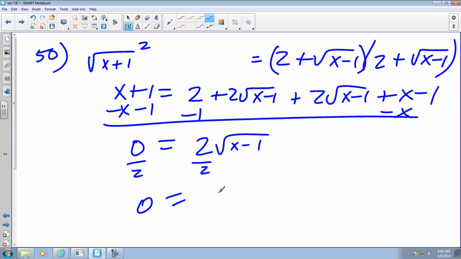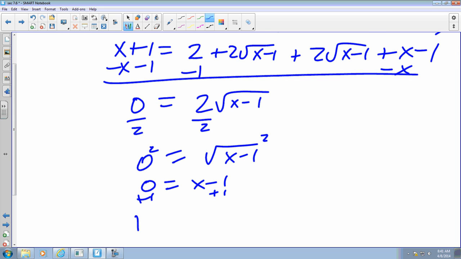And so I get square root of x minus 1. Square this side, square this side. I get 0 equals x minus 1. So I add 1, I get 1. So 1 equals x. Now here's where people get excited, especially because it's the last question of the assignment.